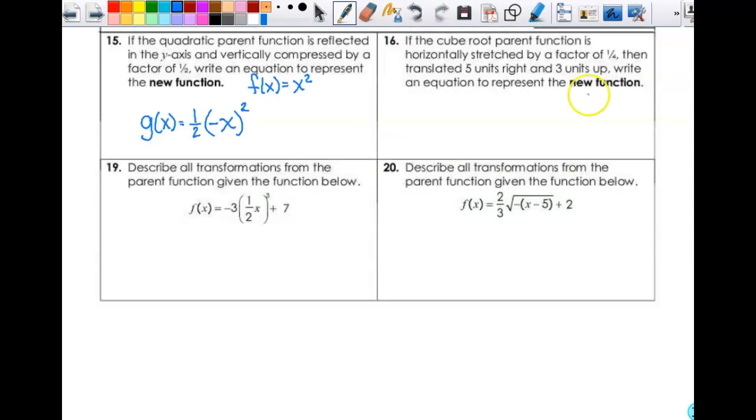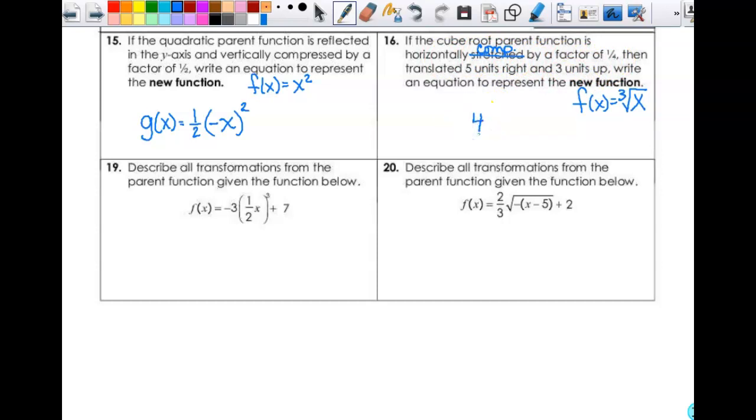16, cube root function. So f of x is equal to the cube root of x. It says horizontally stretched by a factor of 1/4. That should say compressed, sorry. It's horizontally compressed because you don't stretch it with a factor of 1/4. It's horizontally compressed by a factor of 1/4. So that means it affects x. It's on the inside. Remember, x lies. So if I'm horizontally compressed by a factor of 1/4, I'm actually multiplying by 4, okay?